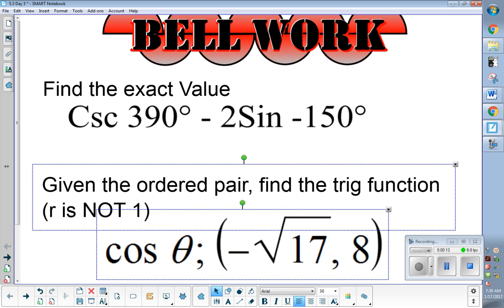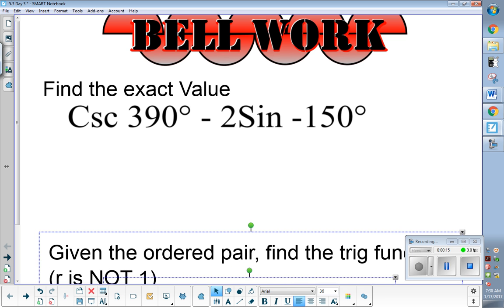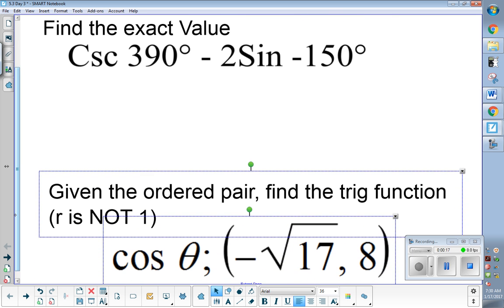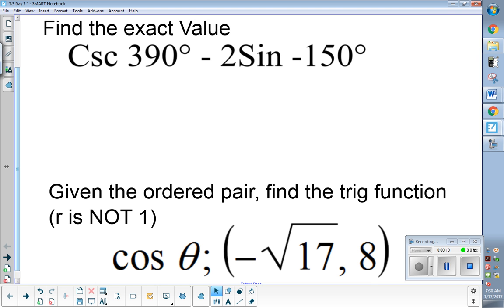So hopefully you've grabbed bell work and you're working on these two problems. Let's look over them and see what we can do. So this is review from Friday. We went pretty quick on Friday. Make sure we know what we're doing.